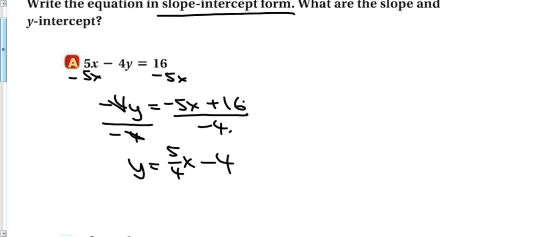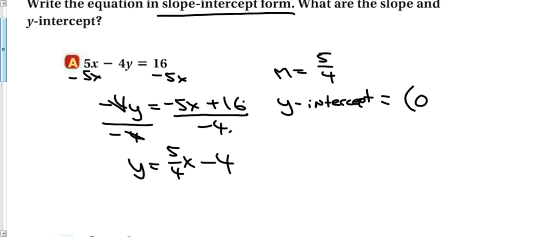So that means my slope is going to be 5 over 4, and my y-intercept is going to be equal to 0 comma minus 4. That is the point where the graph intersects the y-axis.